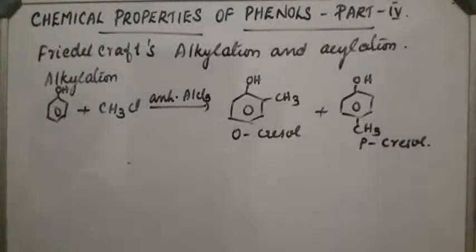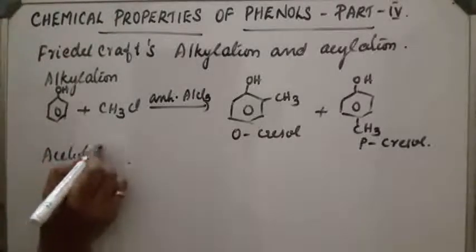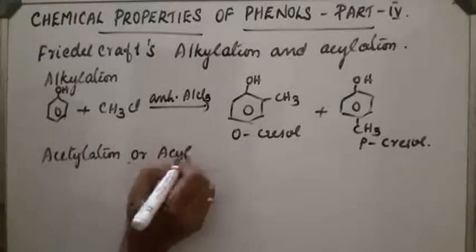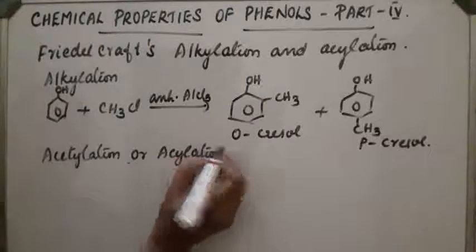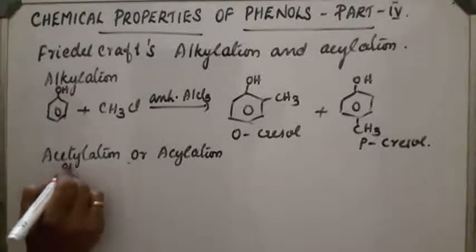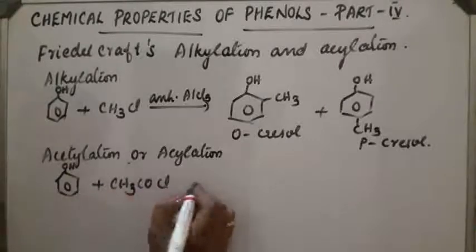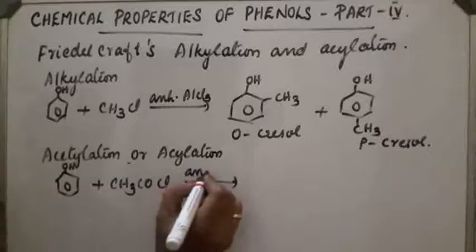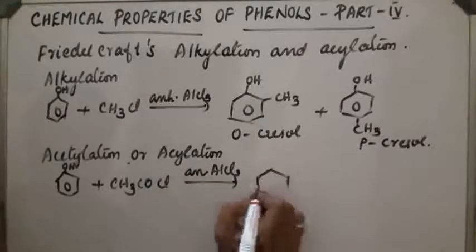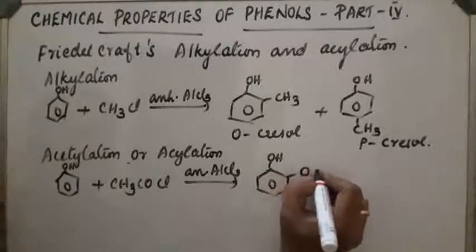Next reaction is acylation reaction or acetylation reaction. Phenol on reaction with acetyl chloride CH3COCl, in presence of anhydrous AlCl3, reaction takes place. Ortho and para substituted compounds are obtained.